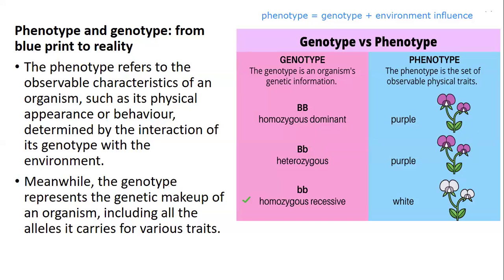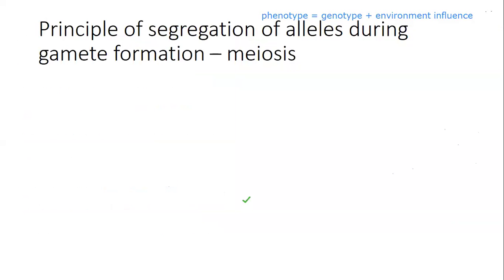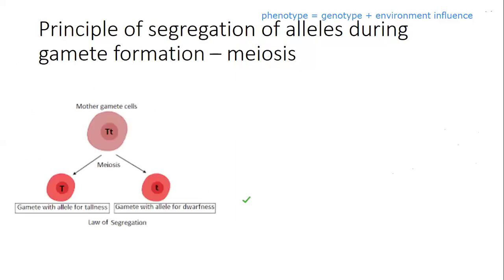So in the next slide, before we go to it, there's what we call the principle of segregation of alleles during gamete formation. So what happens is that when gametes are being formed, remember the mother or the parent cell has a pair of alleles. See this? One from the father and one from the mother.